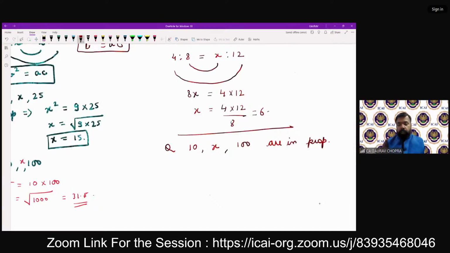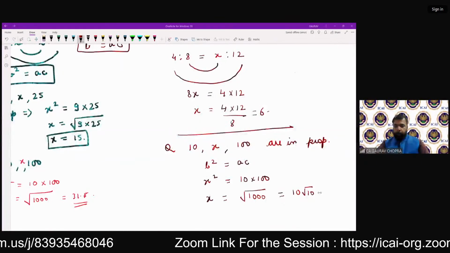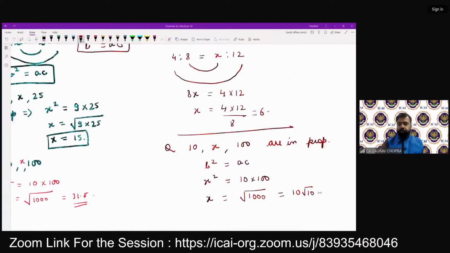Yes, so many of you have given the answer. Mahi saying 31.5. Devendra saying 31.6. Okay, good. So this is basically the proportion.